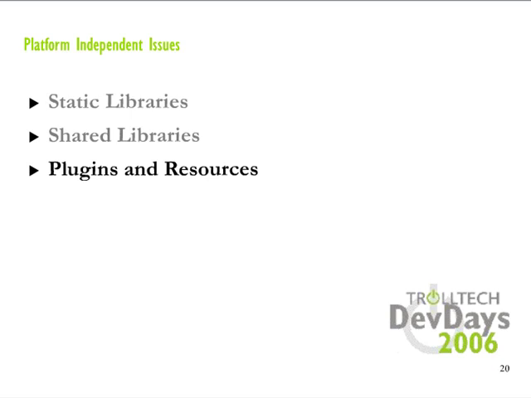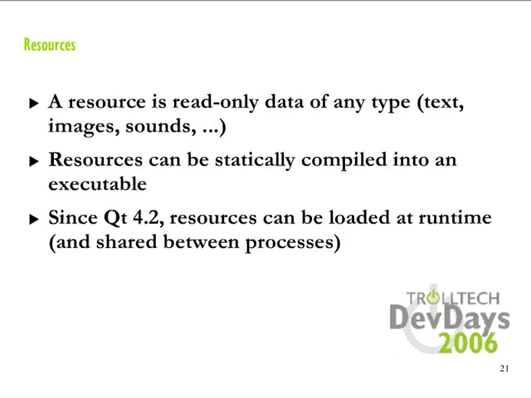Let's take a look at plugins and resources. What is a resource? A resource is plain read-only data of any type. It can be text, images, sounds, multimedia stuff, whatever you like. For us, a resource is just data. So nothing you can actually execute, but just data. Now, resources can be statically compiled into an executable. For example, the typical example is the application icon, which is statically linked into your application executable, and then you can use it from there.